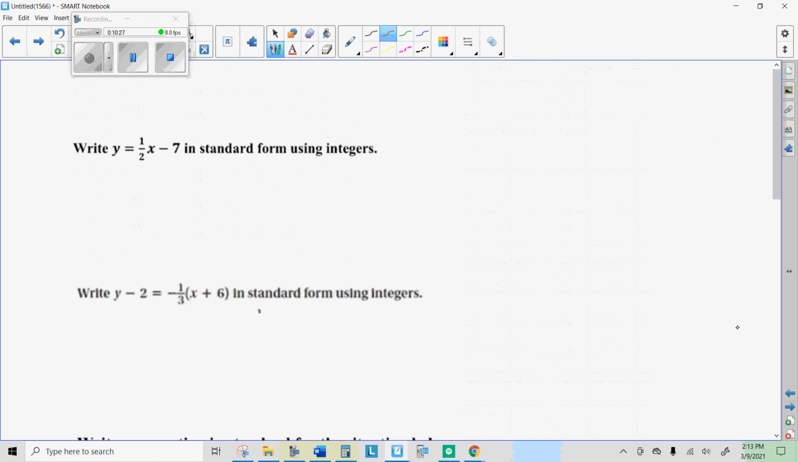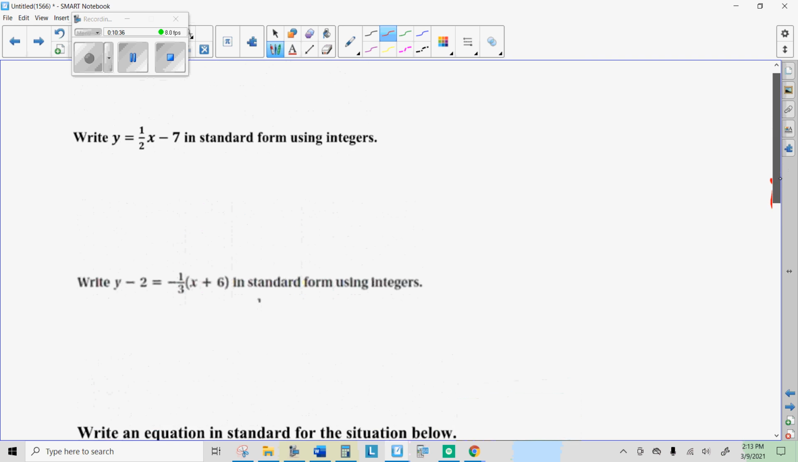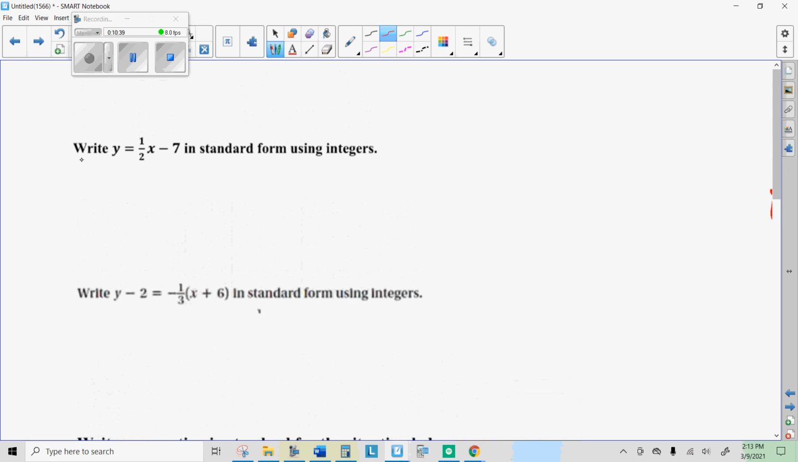All right, sometimes you want to put it in standard form using integers. To do that, we are going to, first of all, get rid of any fractions or decimals. So to do that, I'm going to multiply everything by 2. I picked 2 because the term 1/2 is dividing by 2. So I get 2y equals 1/2 times 2 is just 1x minus 14. So I multiplied everything by 2.